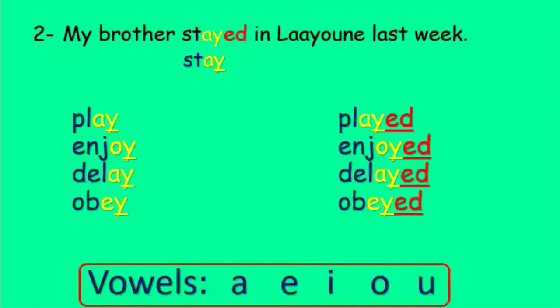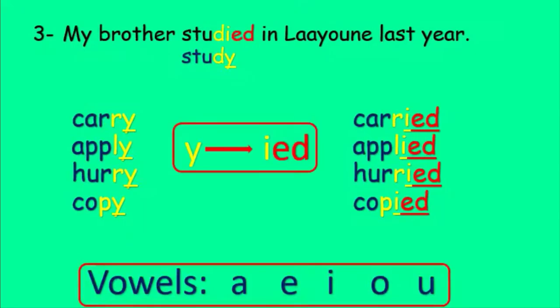For example, play, played. Enjoy, enjoyed. Delay, delayed. Obey, obeyed. Number 3, my brother studied in Lyon last year. The verb here is study. To make the past, we make some changes.